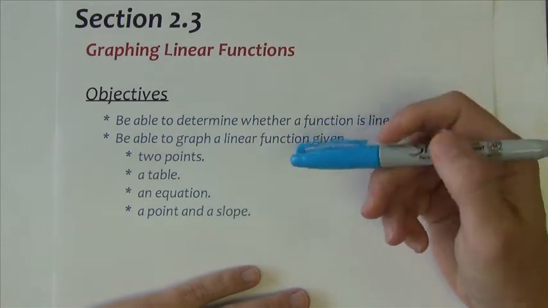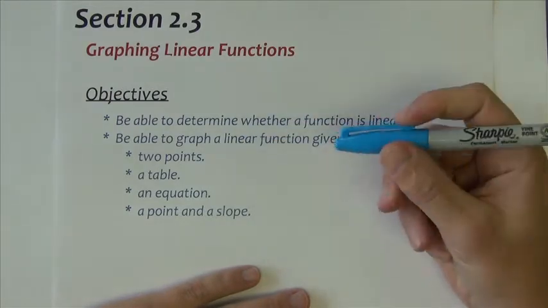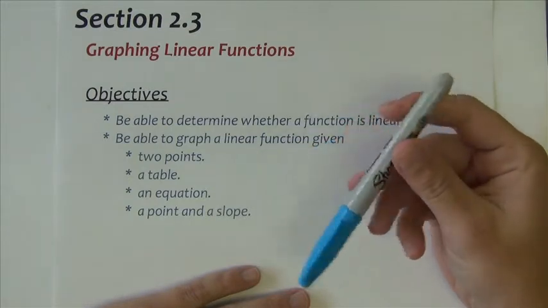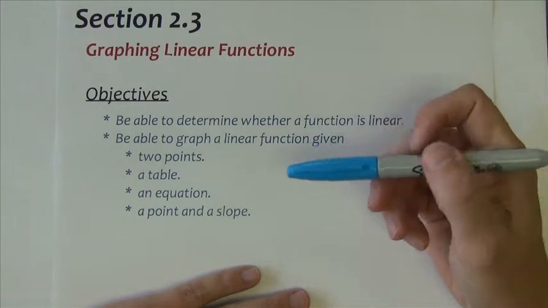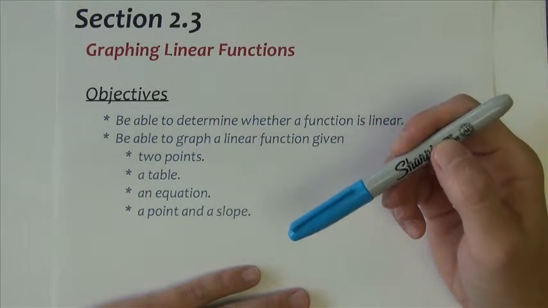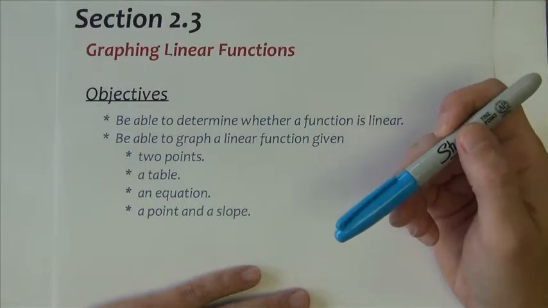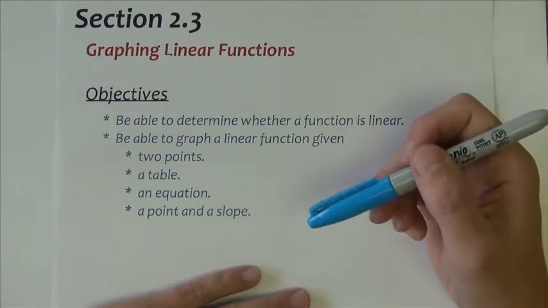Section 2.3 is titled Graphing Linear Functions. This should be something that you're pretty familiar with from Algebra 1 and Geometry as well, so we'll go through it pretty quick here. We'll talk about what makes functions linear, and then we'll look at how we actually graph linear functions, and we'll look at different types of equations of linear functions as well.